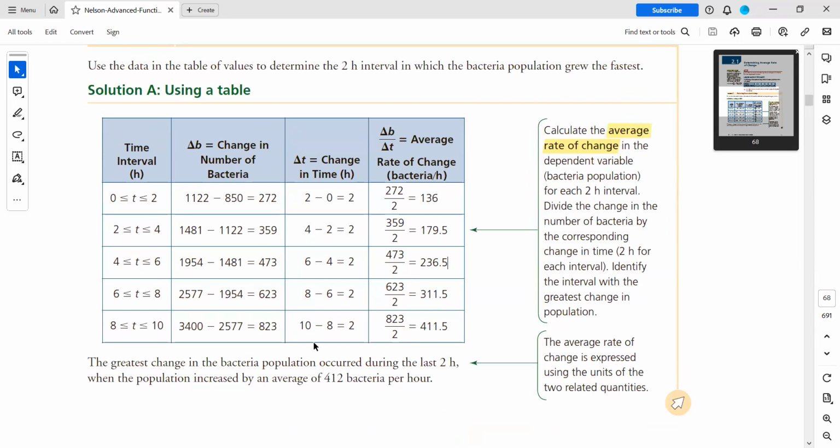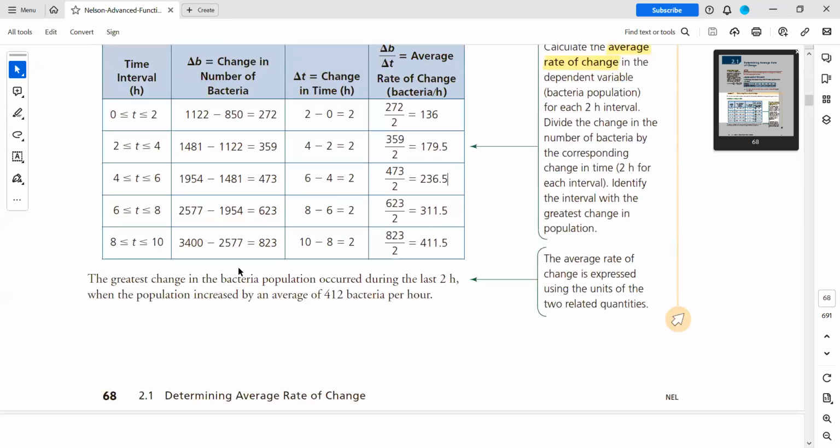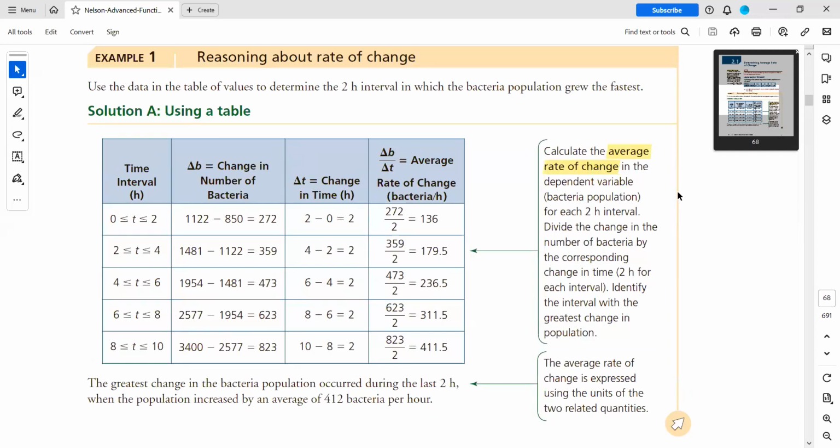That's as simple as that. I don't want to make you write down this table and many unnecessary values. You can take a screenshot of this as a sample. The most important stuff here is this explanation that gives you an idea on how to calculate the average rate of change, in case you forget it in the future.